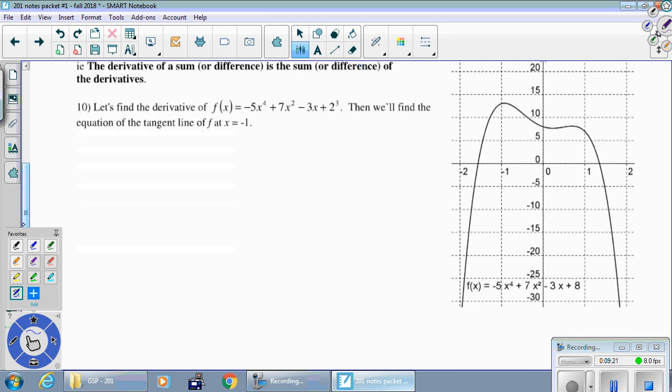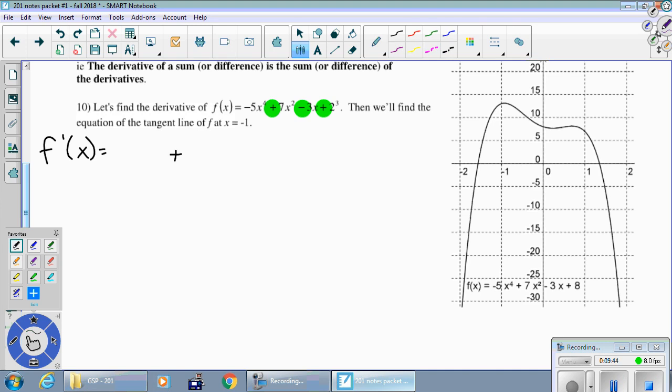Let's take a look at number 10. Let's find the derivative of this function, and then we'll find the equation of a tangent line at x equals negative 1. So good notation here, f prime of x equals. So what I see is a plus sign and a minus sign and a plus sign. And I'm really happy about that, because that allows me to copy those signs in exactly that order and do my 4 derivatives completely independently of each other. So let's take a look at the first one. Negative 5x to the 4th, negative 5 there, multiplies by the 4 comes down, copy the x, subtract 1 from the power.